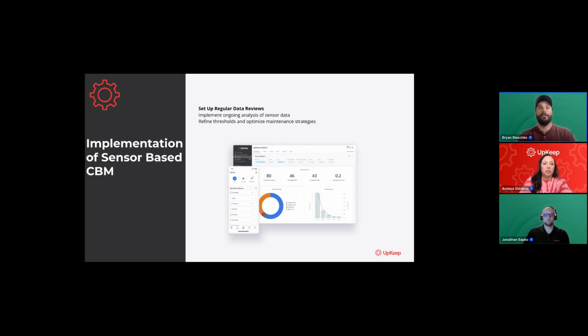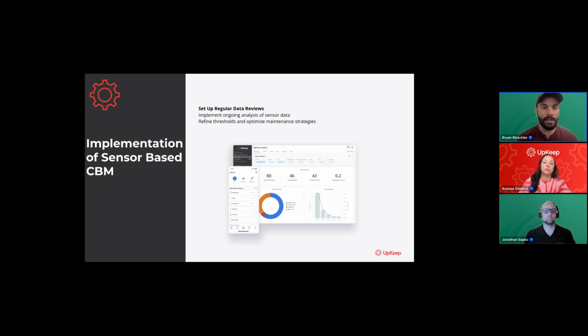Set up regular data reviews. Just like anything, you can't just set and forget these things. You have to constantly benchmark them against past readings, right? So if you're seeing odd things, don't just automatically assume that you have some bearing that's flying apart out on the production line. You have to investigate.